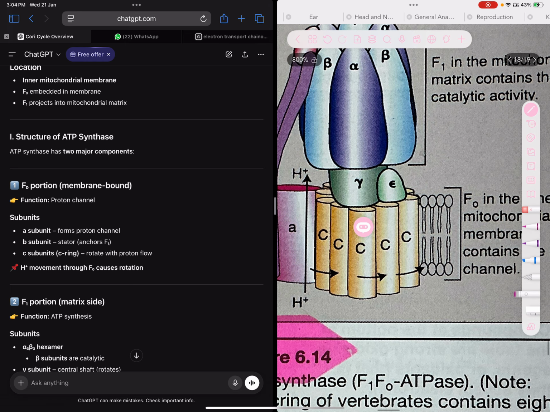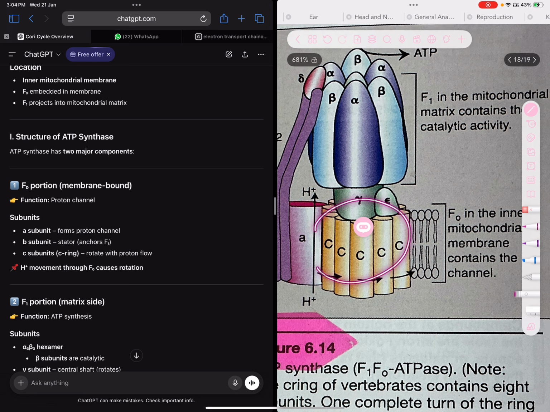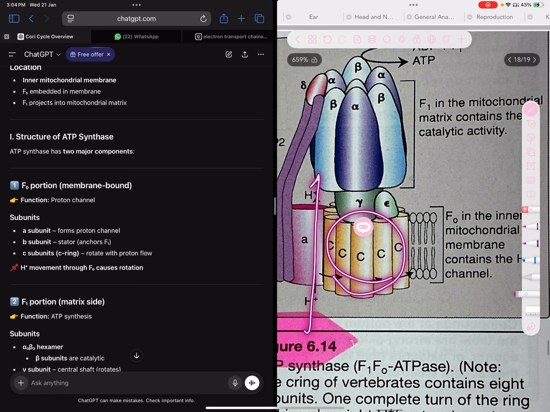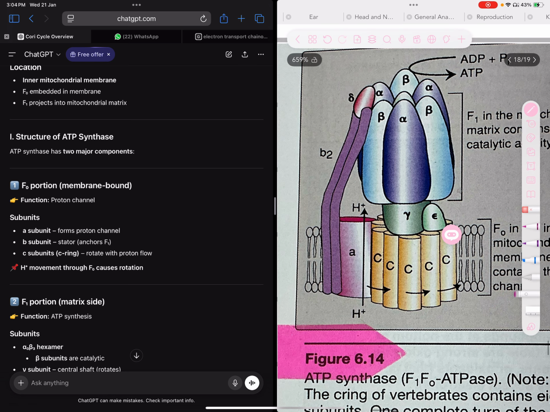When you talk about C subunits, you have C rings. It forms an entire C ring that rotates with the proton flow. As the protons are flowing, these C subunits will keep on rotating. So F0 is in the inner mitochondrial membrane. It contains the proton channel. This is its main function. I hope that's clear. So proton movement causes the rotation of the F0 C rings.